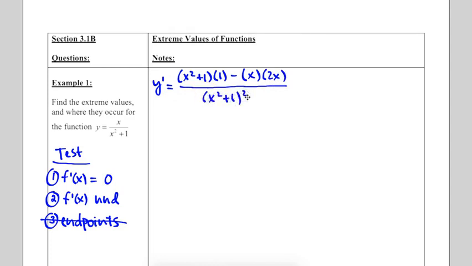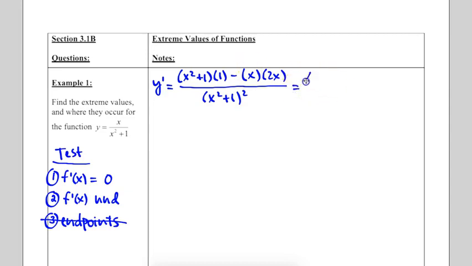One question that I get asked a lot is, do we need to simplify the derivative? Well, if the question is just saying find the derivative, no, you don't need to simplify. If the question is saying find the derivative and then do something with it, then you probably need to simplify. That's what we're doing here, so I am going to simplify this.